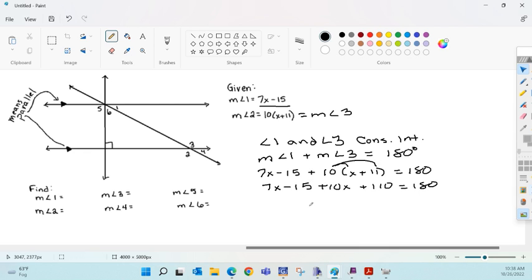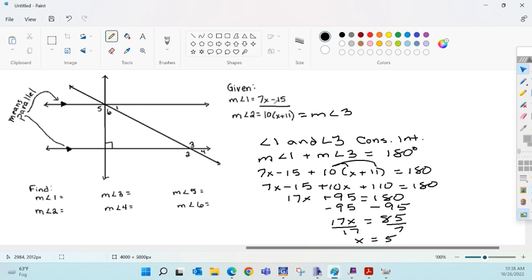Now we put the like terms together. 7x and 10x give us 17x. Negative 15 plus 110 gives us 95. That equals 180. Then what's our next step? Subtract 95. So 180 minus 95 is 85. You're allowed to use a calculator for that. And then how much is 85 when we divide by 17? 5. X equals 5.